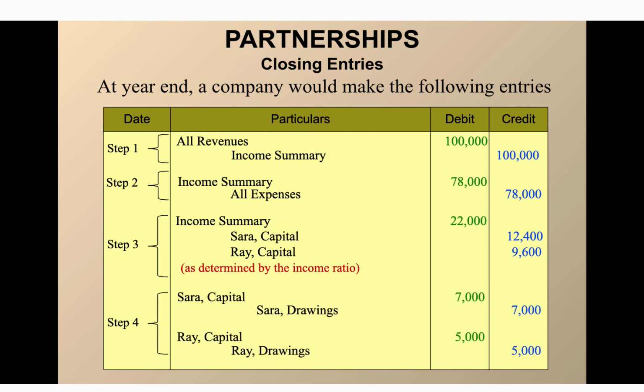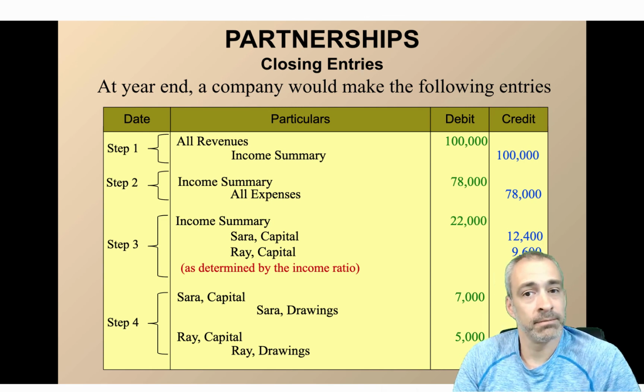And I just made this up. So if Sarah had $7,000 of drawings, you'd reduce that from her capital account. And if Ray had $5,000 of drawings, you would wipe out the drawings account, reset it to 0 by crediting the drawings account. And those debits for drawings go into the capital account to reduce the balance that they have in the business.